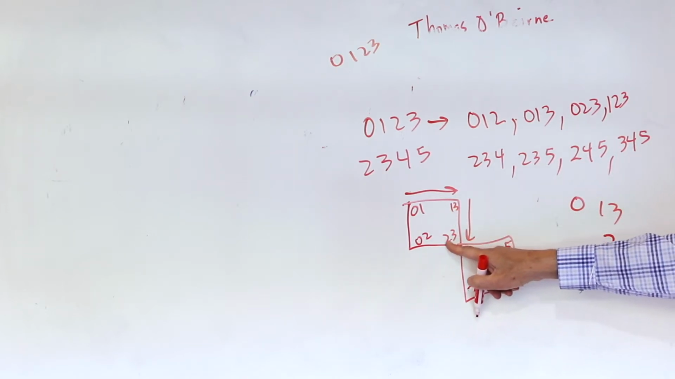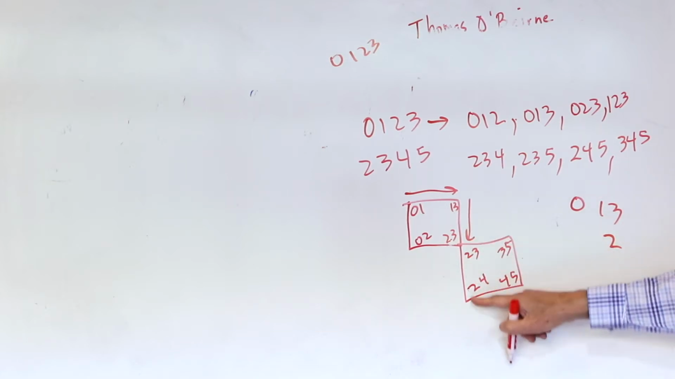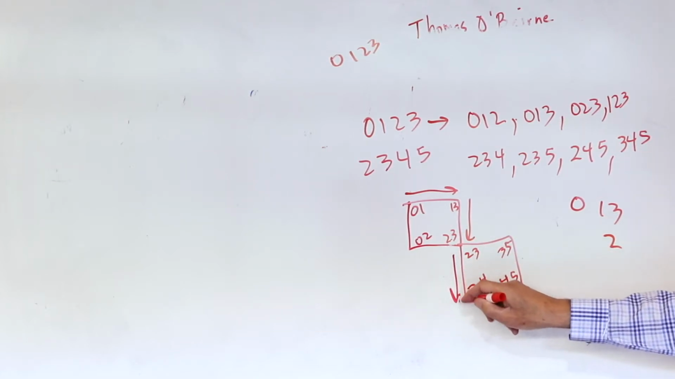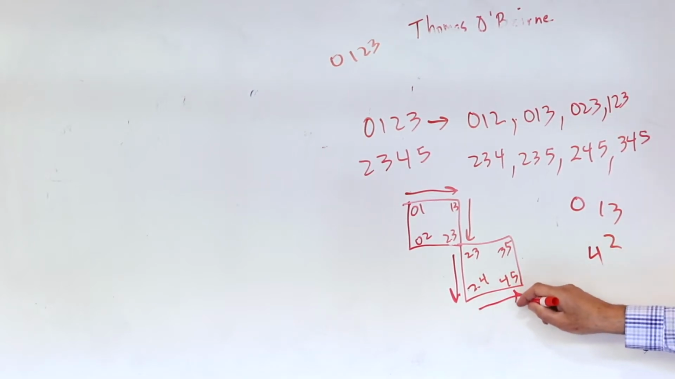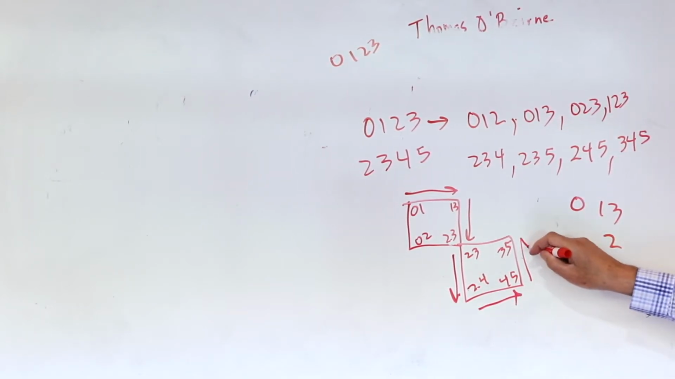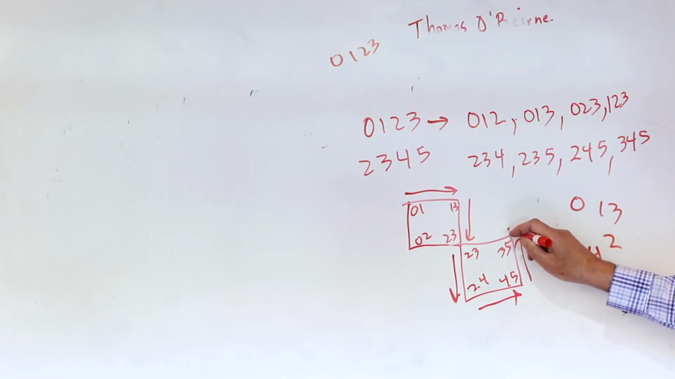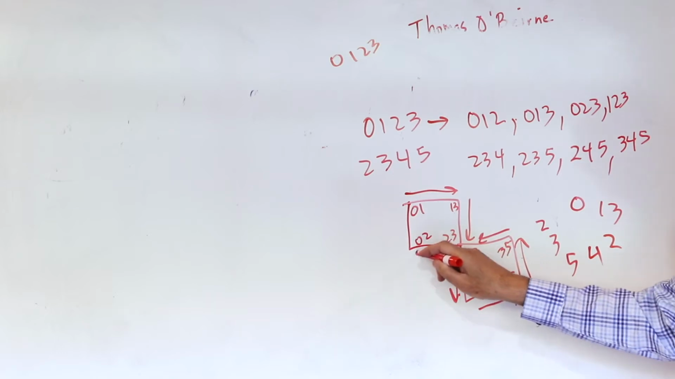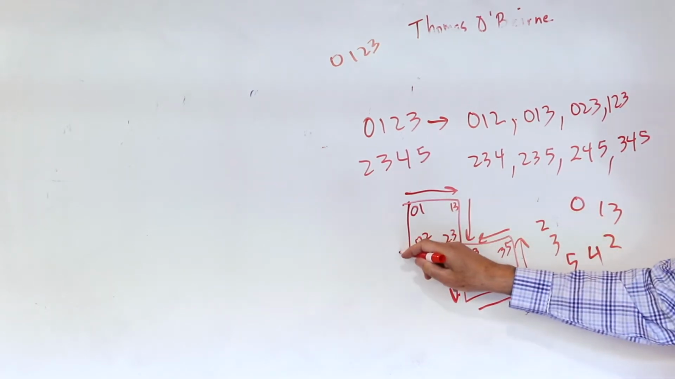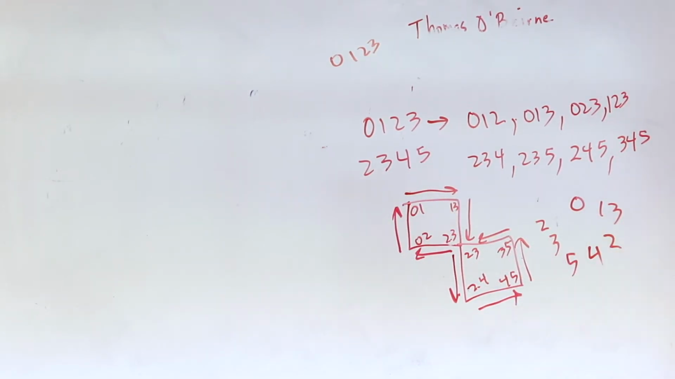So you have to go to the new number 2, which means you don't go to the right, you have to go down towards the 2. And now the new number is 4. And then you come to 5, and then to 3, and then to 2. And then when you come to 0, you already have it. And when you come to 1, you already have it.